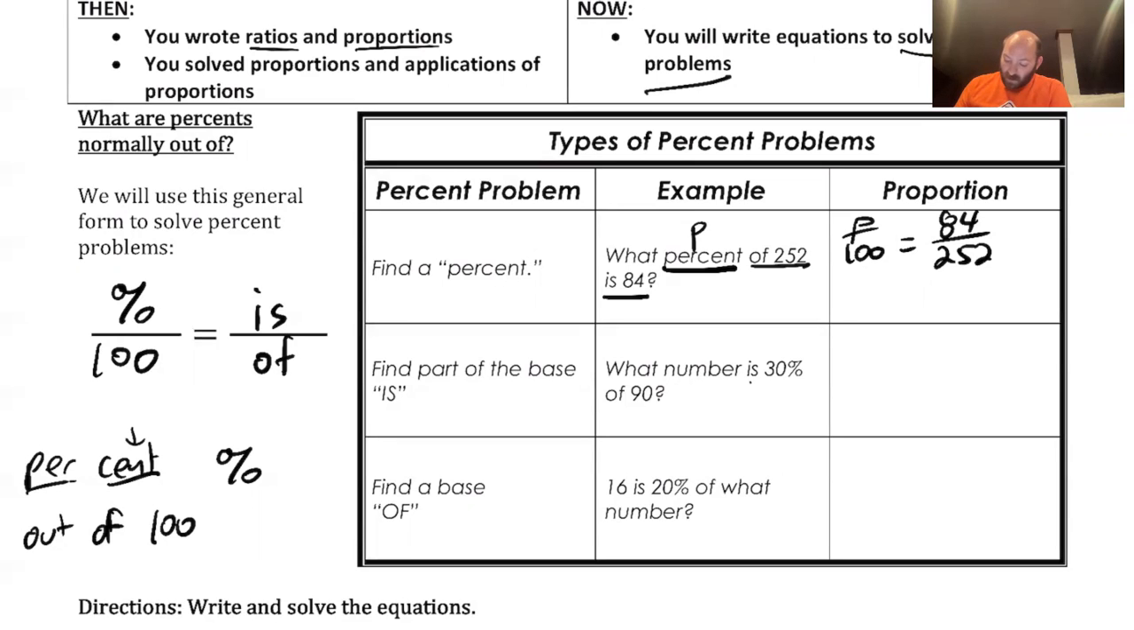So what number is 30% of 90? I have my percent, which is 30 out of 100. Then the is number is the unknown, so I'll just call that X, and of is 90, so that's on the bottom. And then one more style we can do, finding the base, the of number: 16 is 20% of what number?